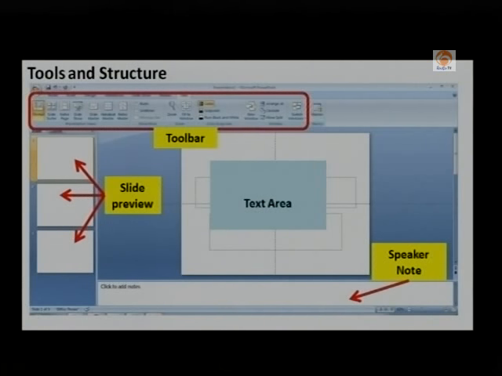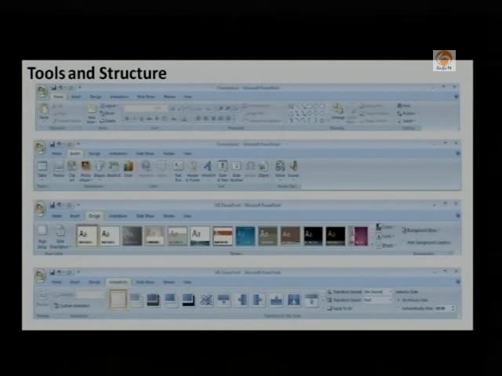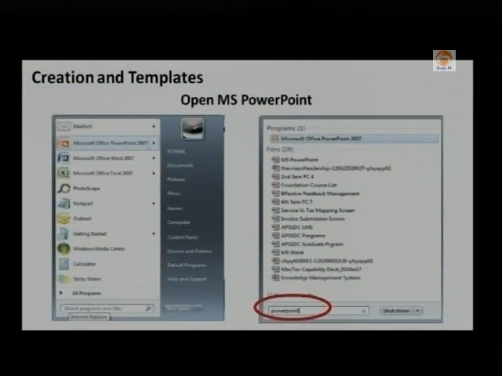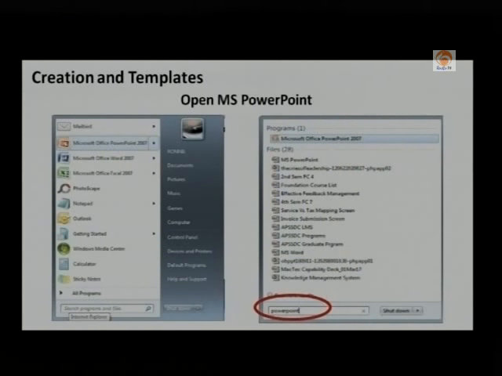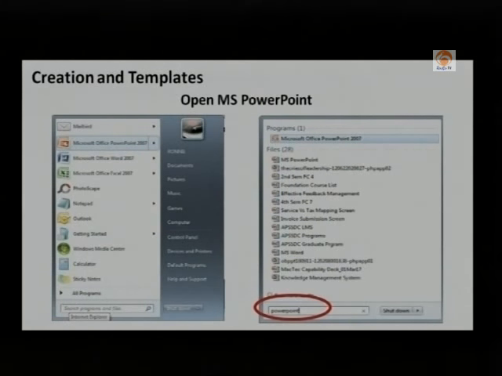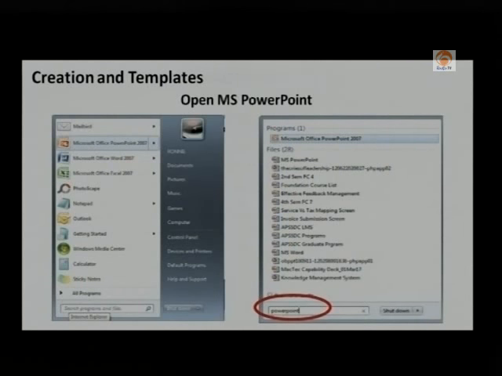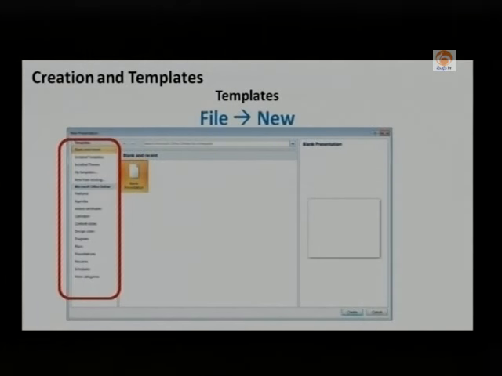I had shown you the structure of a blank presentation. On the left side you have the slide preview where you can see what you have created. On top you have the toolbars, then the text area in between, and the speaker notes, which can be written at the bottom. Speaker note is basically the presenter's note. I had shown you these toolbars, various functions, and how to open PowerPoint. You can either click on the start button and open PowerPoint, or just type PowerPoint, and you can create a blank presentation.